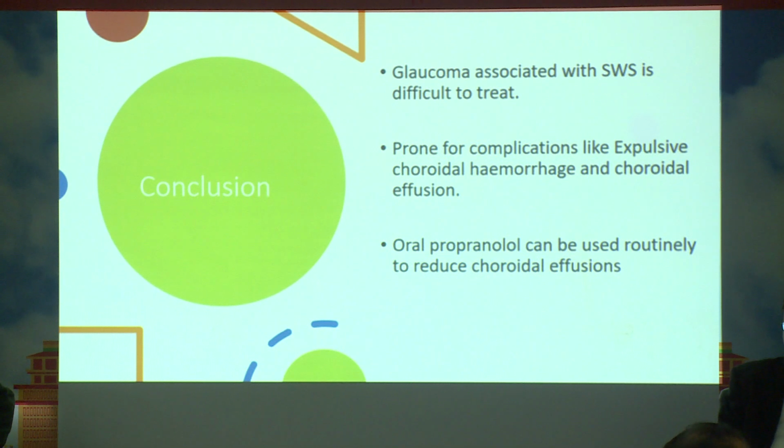So to conclude, glaucoma associated with Sturge-Weber syndrome is difficult to treat. It's prone to complications like expulsive choroidal hemorrhage and choroidal effusion. Oral propranolol can be used routinely to reduce choroidal effusions. Thank you.